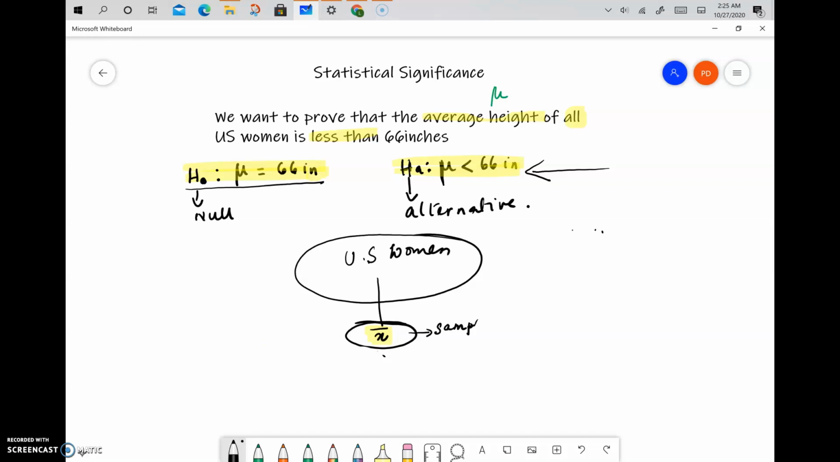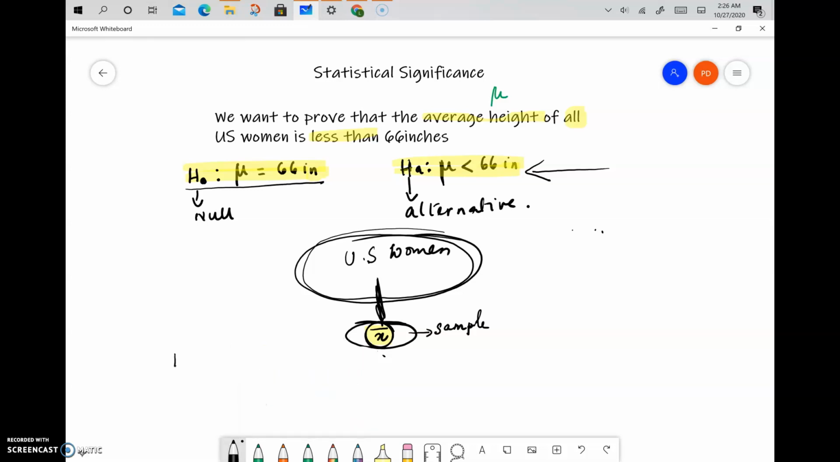So how do you prove something like this? We're going to take the entire US population, extract a sample from it, a sample from the population. So we have a sample of women. We're going to next find X bar, which is the average height in this case of all women in that sample. And that's the reason why we are using the notation X bar and not mu, because mu is the population mean. So now let's look at two scenarios.